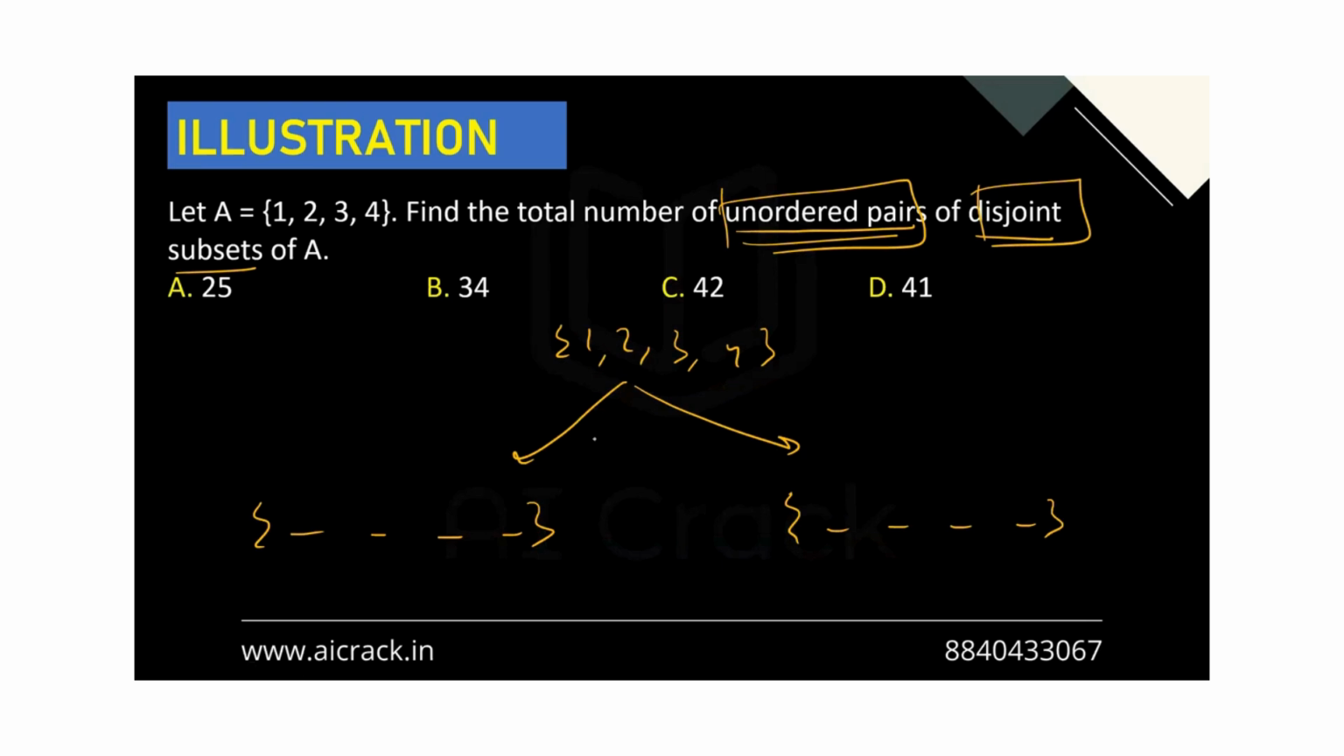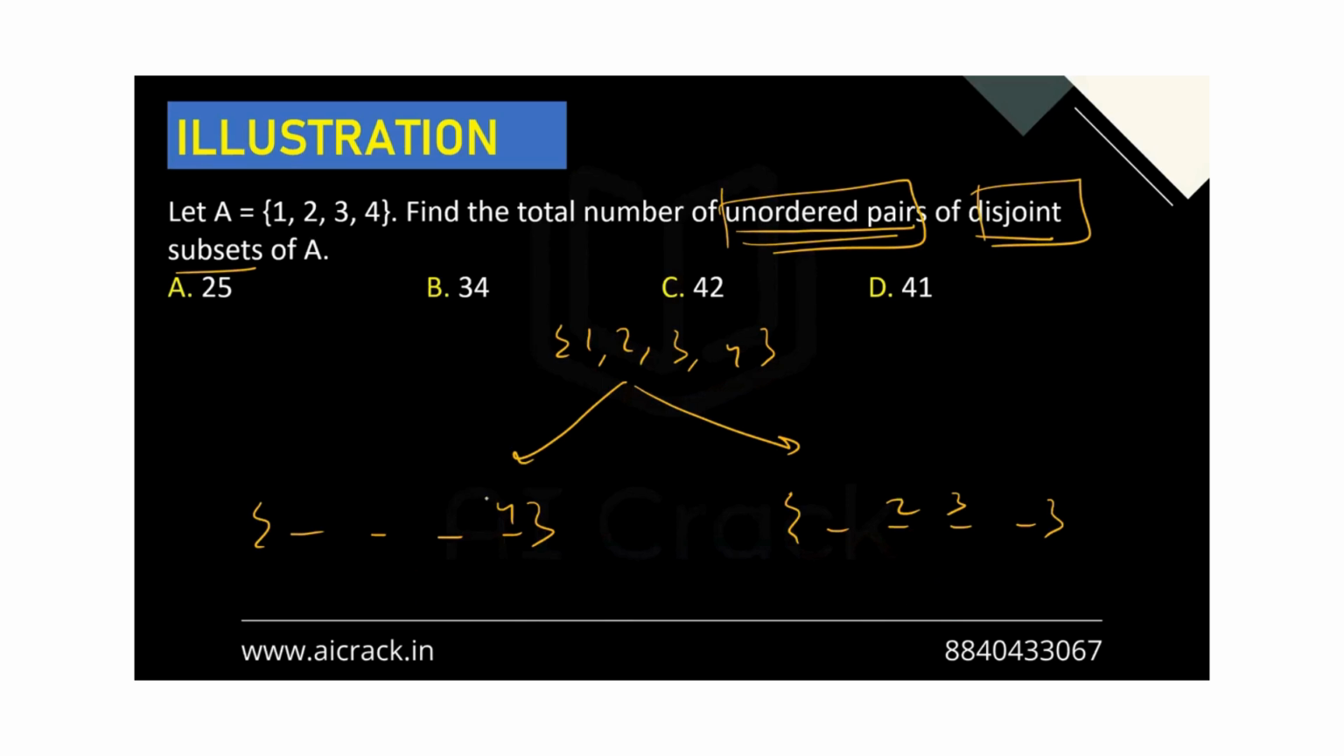Let's take one example. Let's say one is going here, two is going here, three is going here, and four is going here. So this creates 1 comma 4 and 2 comma 3 as the subsets. Now we can see that both of these subsets are actually disjoint because there is nothing in common.